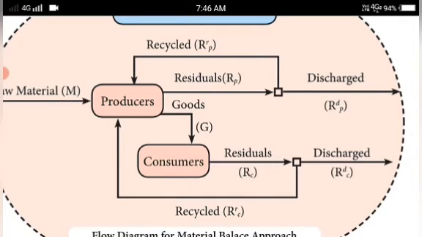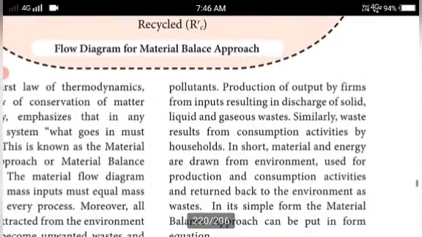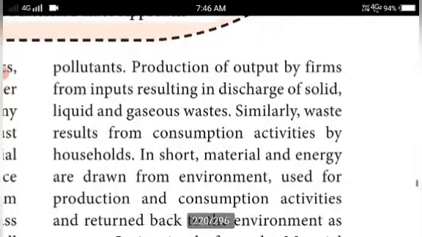This is the natural environment. For production of output by firms, here they clearly say production of output by the firm from input results in discharges of solid, liquid and gaseous wastes. Everything produced by the producer is used by the consumer. After that it goes as a discharge of solid, liquid and gaseous waste. Similarly, waste results from consumption activities by households. The wastes come from the household.